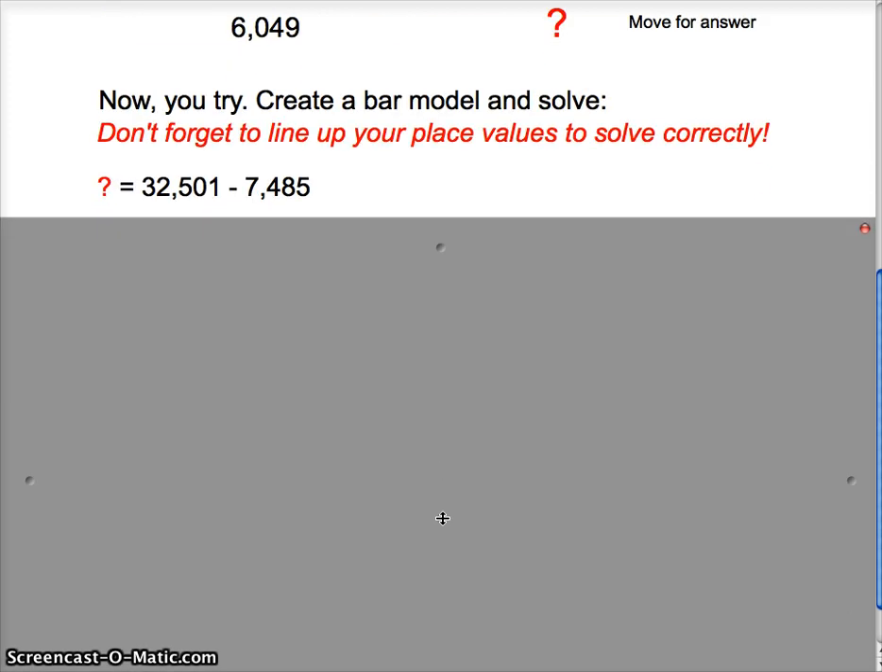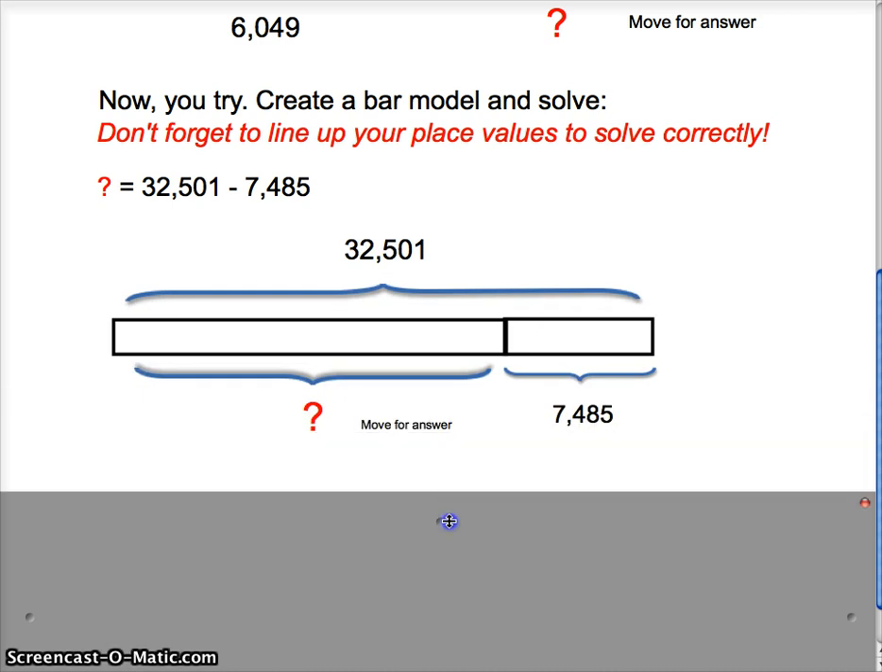Are you finished? Remember now, once again, in subtraction problems, the first number they give you is the total amount. It's both of the pieces together, and then they're going to subtract one of the pieces. So in this case, I have it over here. It really doesn't matter if it's on this side or this side, but we're going to subtract one of the pieces. In this case, we had 32,501, and we're subtracting 7,485. Once we subtract this piece, what is it that would be left over?